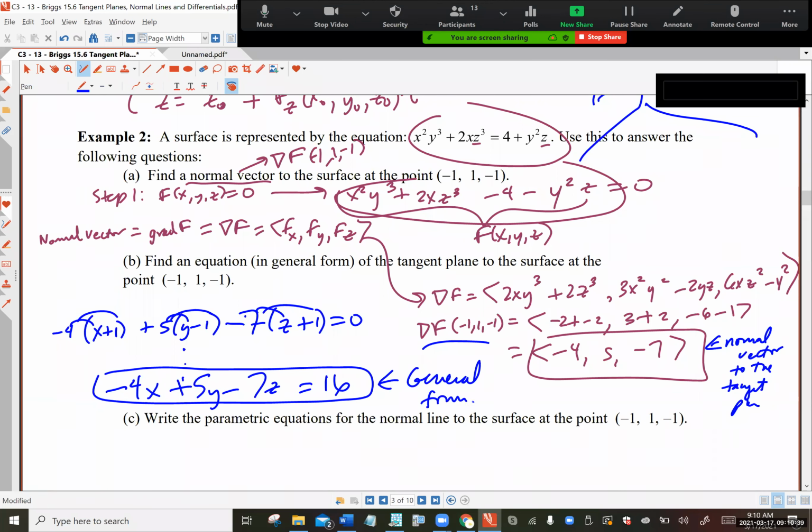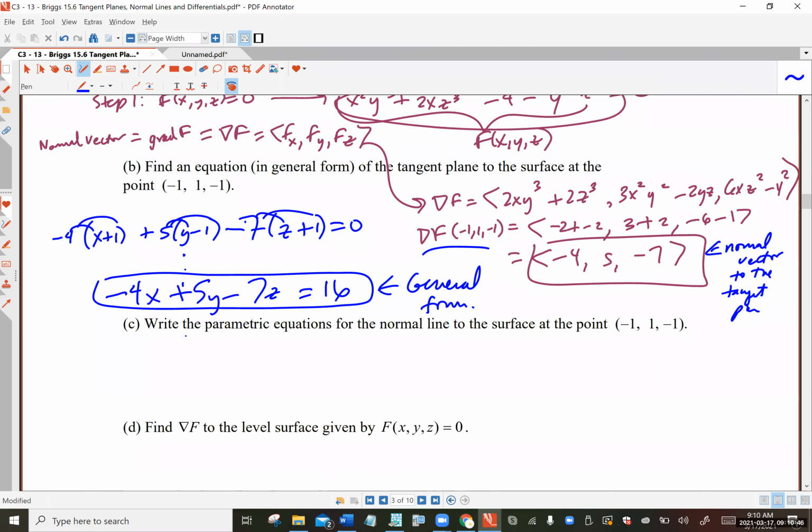And then finally, write the parametric equations for the normal line to the surface. And that's easy. They gave you the point, so I'm just going to put those coordinates in, and then -4t, plus 5t, minus 7t. Boom, done.